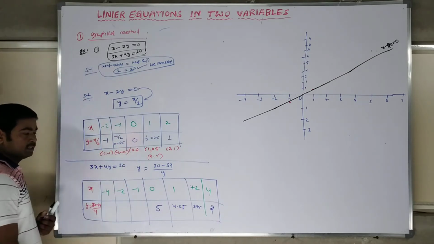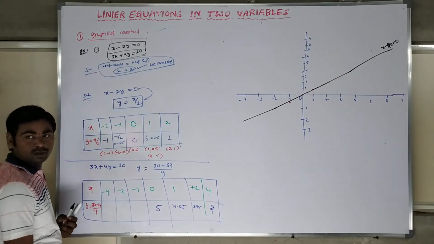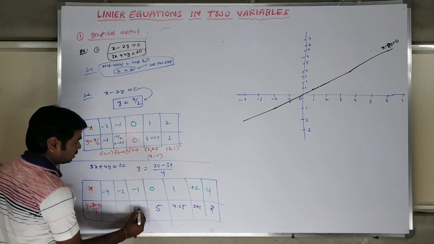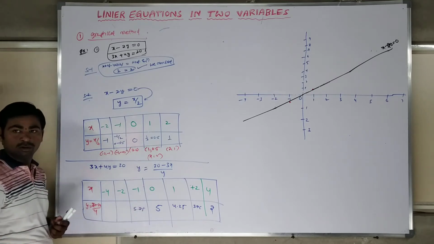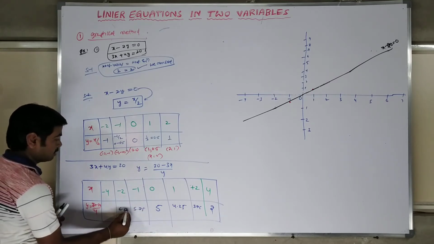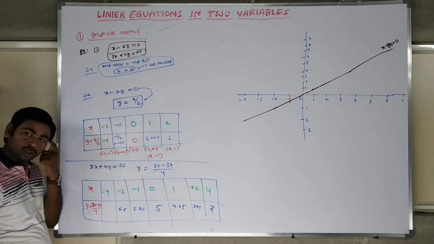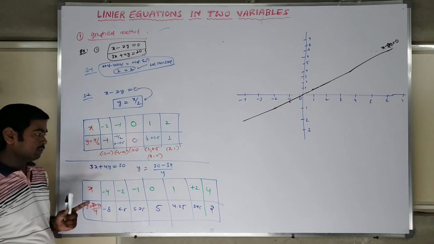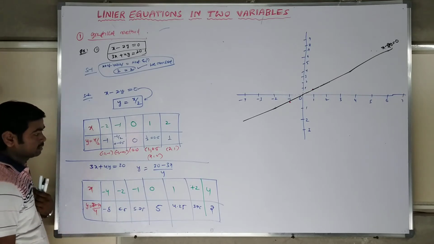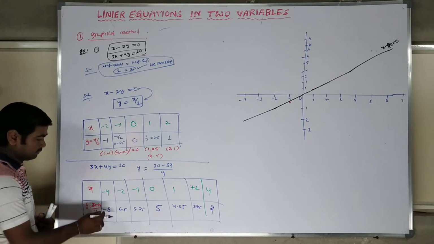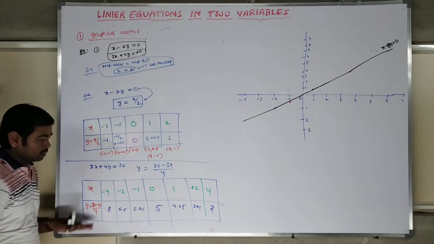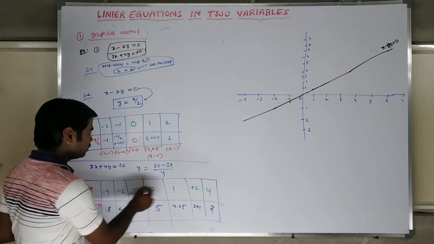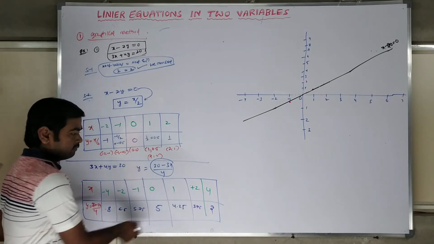Substituting minus 1, you get 5.75. Then after that 6.5. And for minus 4: 3 times minus 4 is minus 12, 20 plus 12 is 32, 32 by 4, so you get 8. So clear? This is the way of substituting the x values in this equation. The corresponding y values will be generated here.